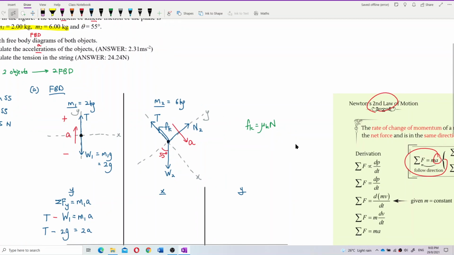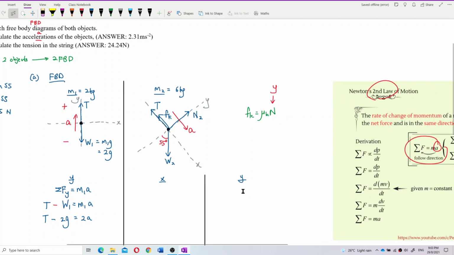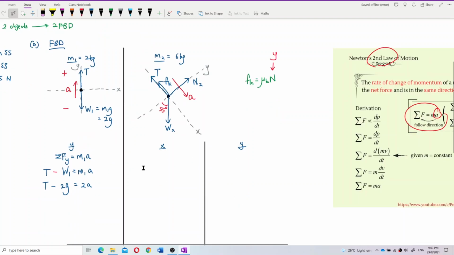So the x component now has friction, which needs the normal force. The normal force can only be obtained from the y component. You see that the normal force is in the y component, so you need to get it from the y component. So you need to do the y component this time. Okay, let me show you how.